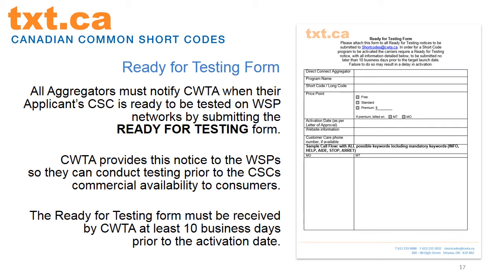All aggregators must notify CWTA when their applicant's common shortcode is ready to be tested on wireless service provider networks. They do this by submitting the Ready for Testing form. CWTA provides this notice to the wireless service providers so they can conduct testing prior to the common shortcode's commercial availability to consumers. This form must be received by CWTA at least 10 business days prior to the activation date.